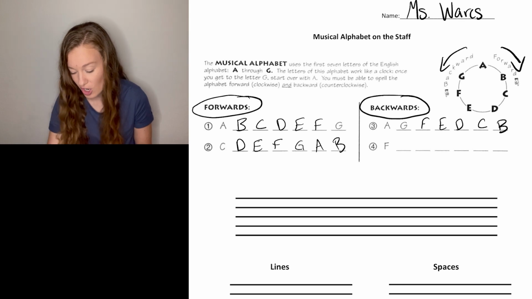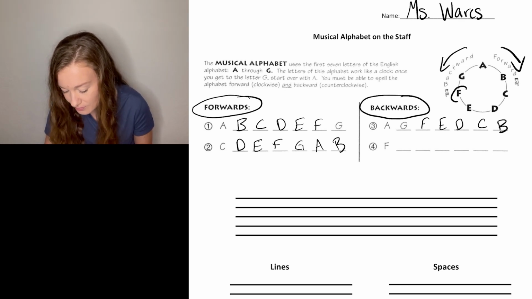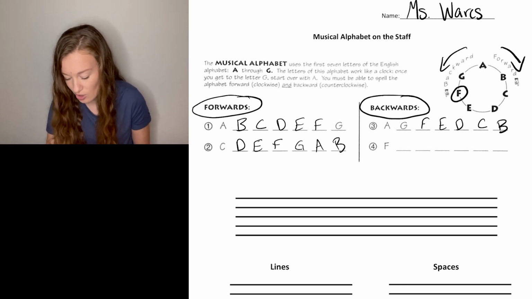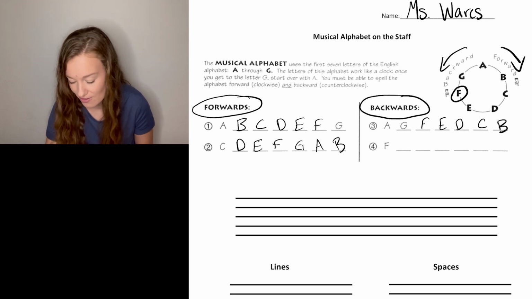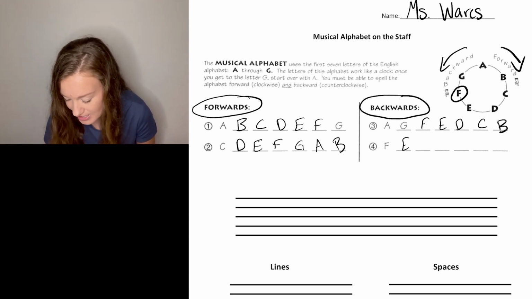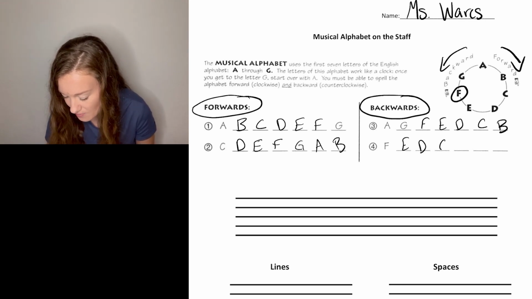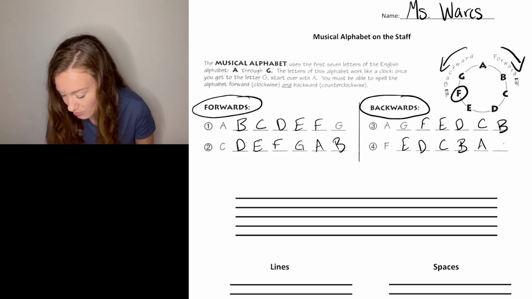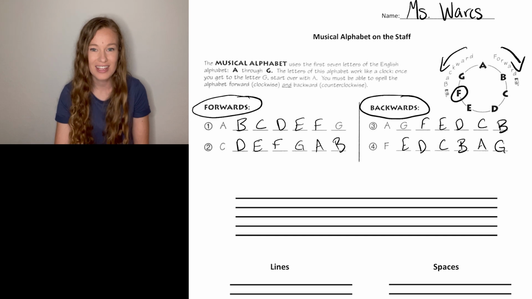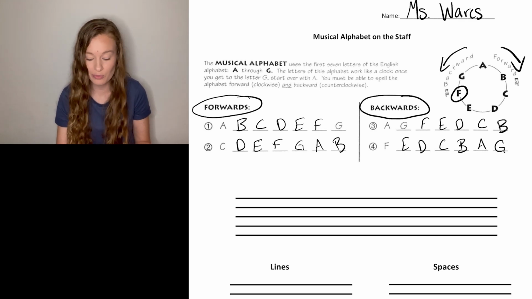Now they want us to start on letter F. So everybody find the F, and we're going to go around counterclockwise. So after F, we're going to have E, followed by D, C, B, A, and you're going to keep going. It's going to loop around to our G. So that is a review of the musical alphabet going forwards and backwards.